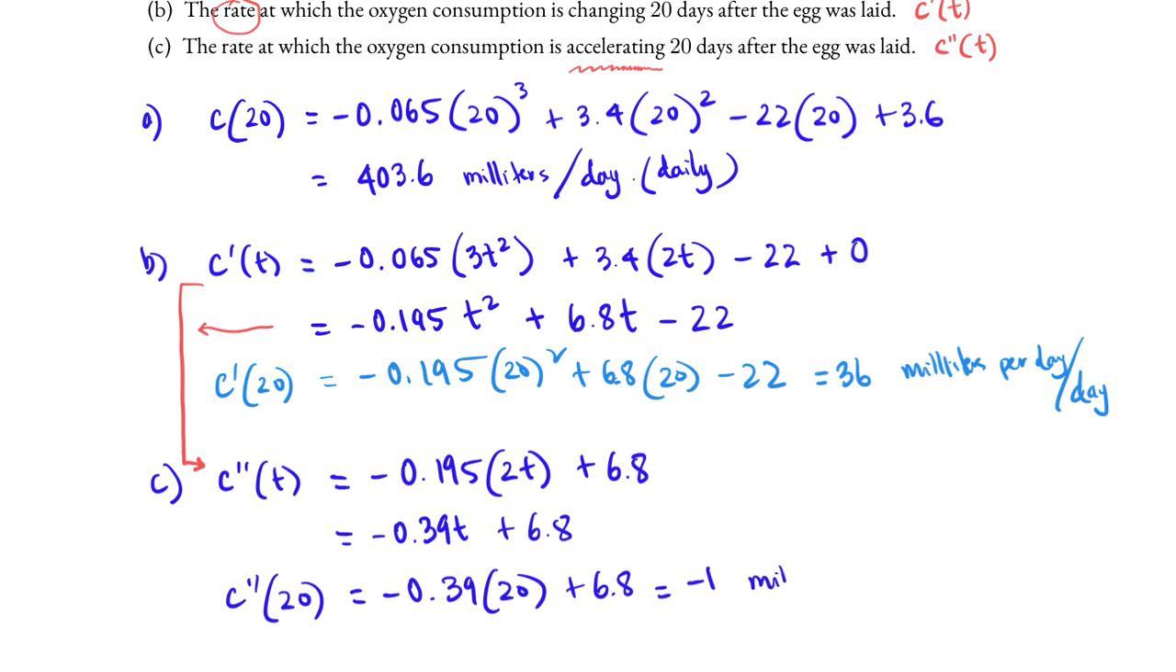The unit will be milliliters per day each day, and so per day squared. What this means is that at this rate, 36 milliliters per day each day, the rate at which the oxygen consumption is changing is decelerating, and so it is increasing, but it is increasing at a slower and slower rate.